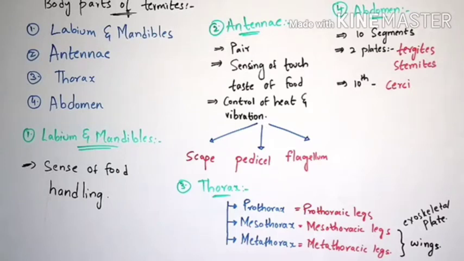For example, in the case of human beings, the hands play a major role in handling food. In the same way, in termites, the labium and mandibles play a major role in handling and sensing food. These are present at the mouth part region of the termites. Coming to the second one, antennae. There is a pair of antennae present at the mouth region of the termites, which I have drawn as long leg-like structures.